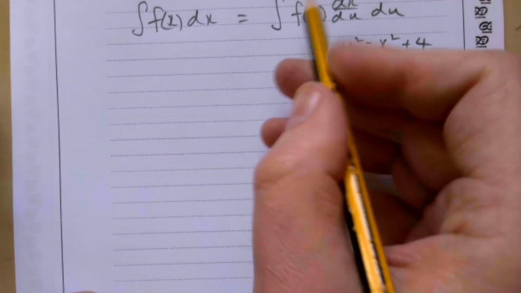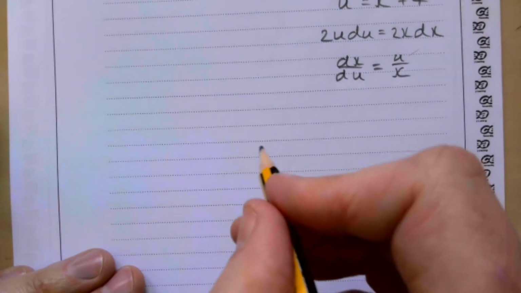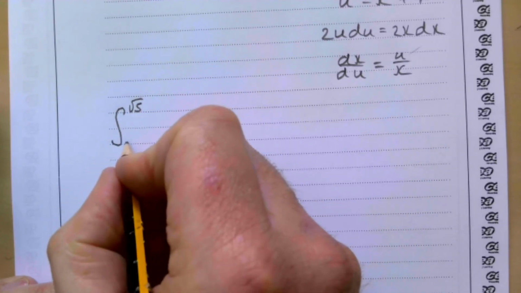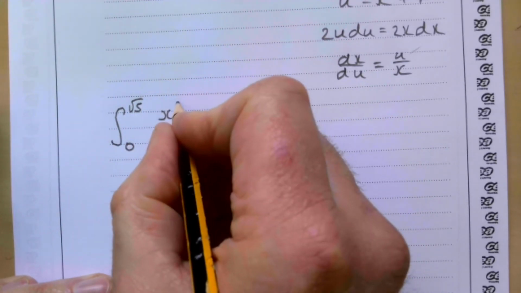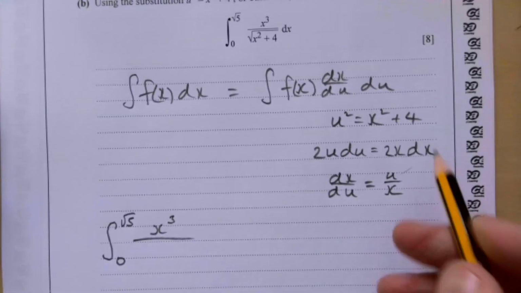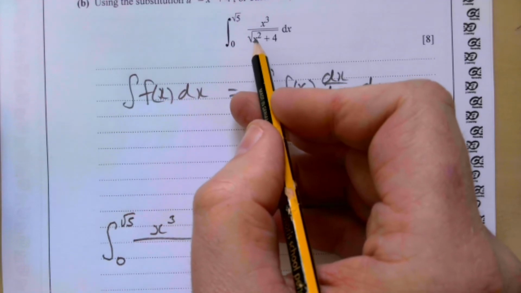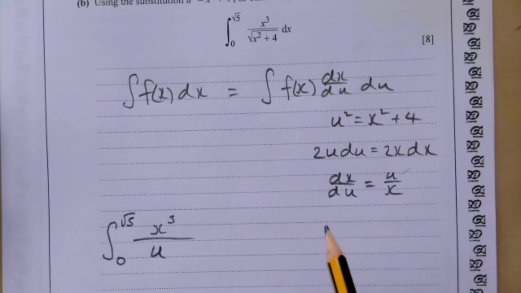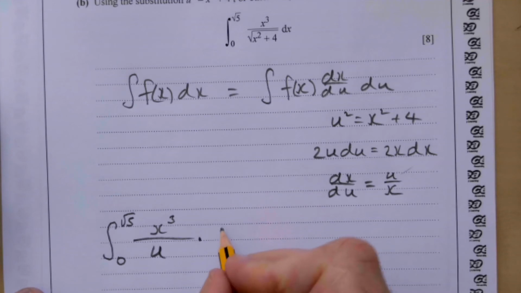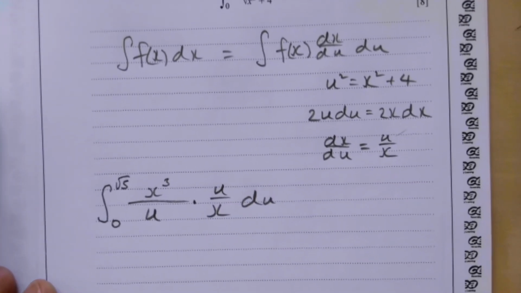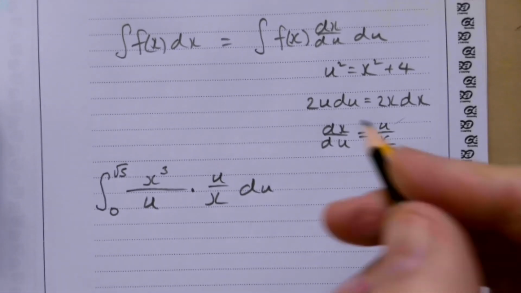Still a wee bit of messy things to do here, but we'll kind of sort it out. So let's see if we can start to work our way through this. So it's the integral from root 5 to 0 of x cubed all over u, that of course then is going to be u times dx by du. That is multiplied then by u over x du. So a bit of a palaver there to try and work out, but that's okay.